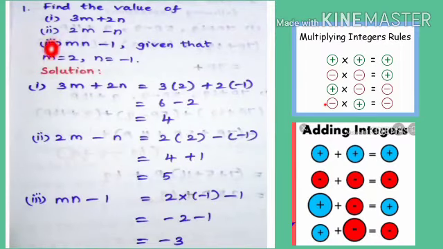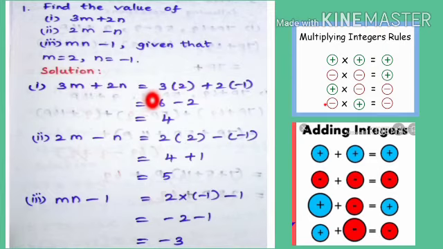Student, this problem is based on the topic value of an algebraic expression. So here we have to find the value of the given 3 algebraic expressions. The values of m and n are given. That is, the numerical values of the variables m and n are 2 and minus 1. First, by using the steps, the first step is to study the problem and fix the variable. Here the variables are m and n. And write the algebraic expression. So here the algebraic expression is 3m plus 2n.